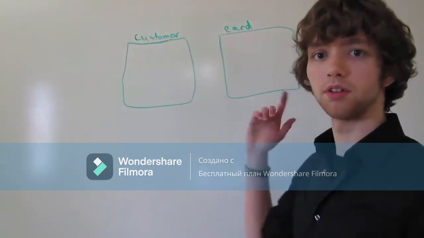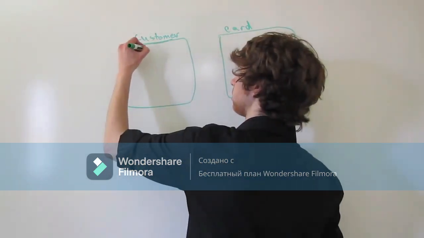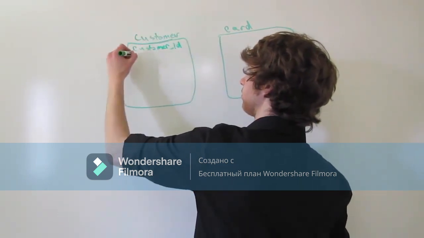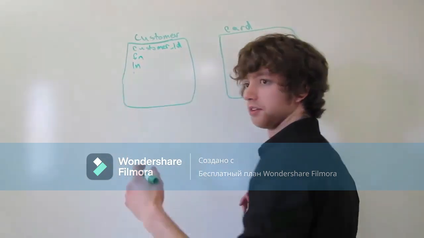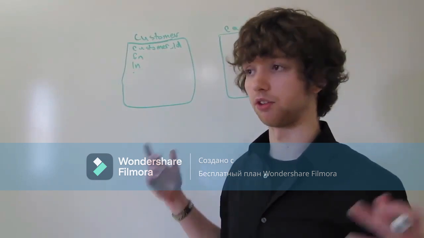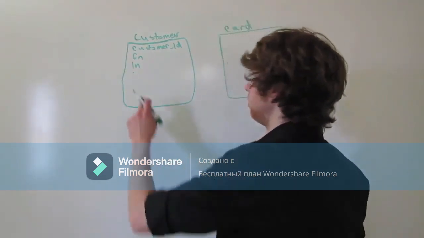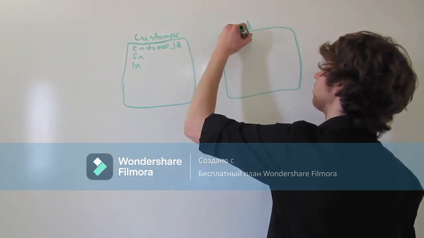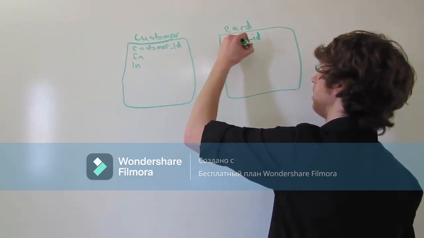Now we might have something like, of course, an ID for the customer, so we're going to have the customer ID. You know, their first name, last name, their address, their date of birth, all their personal information that we need for their data for the bank. That's where that's going to go. Over here, we're going to have a card ID, and then we're also going to have a customer ID.